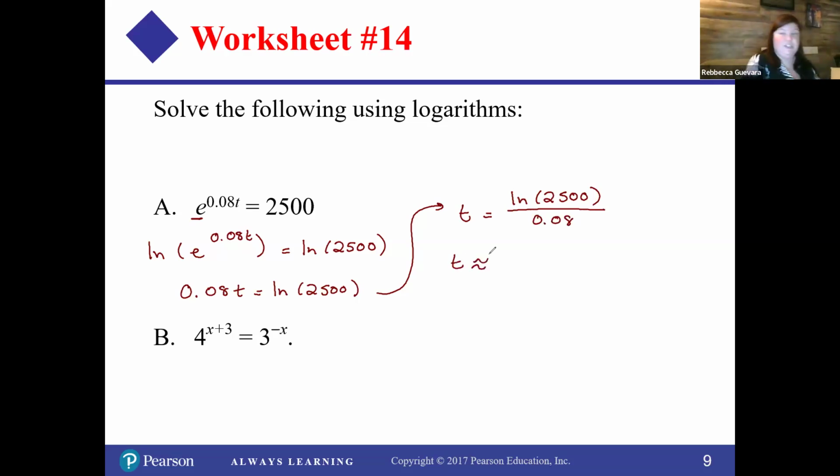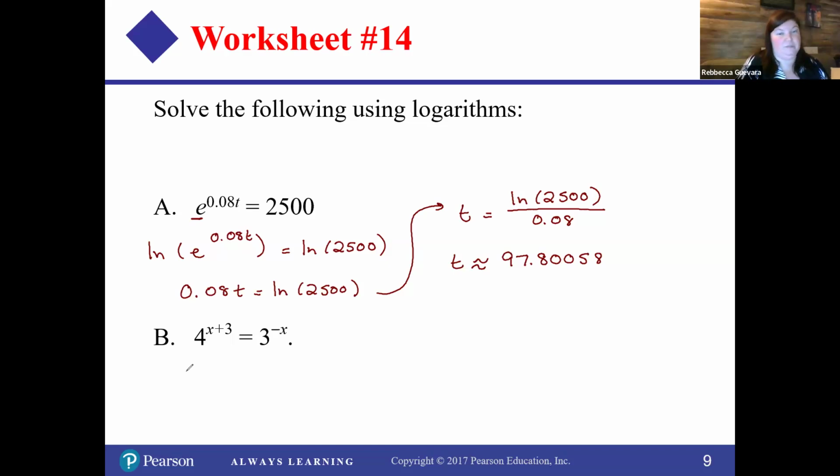And if you want an approximation of this, natural log of 2,500 divided by 0.08 is roughly 97.08006. Let's round it out a little further. We've been rounding to 5th place lately. So for B, we can either do a log base 4 or a log base 3.